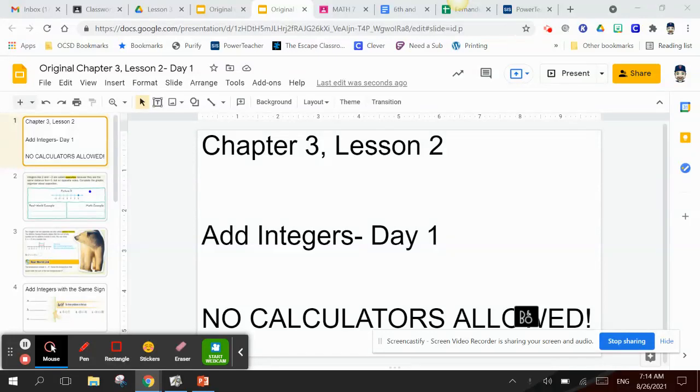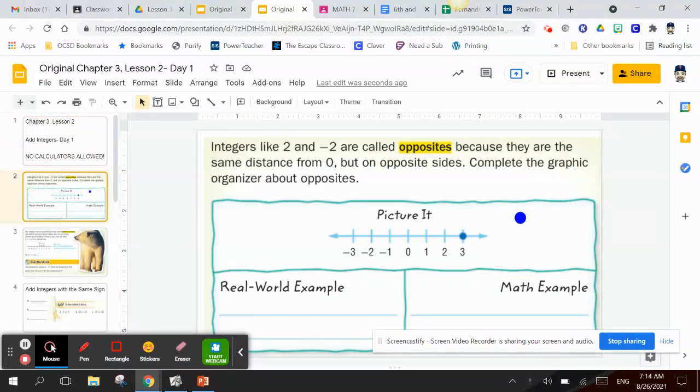Chapter 3, Lesson 2, Add Integers, Day 1, No Calculators Allowed. Integers like 2 and -2 are called opposites because they are the same distance from 0, but on opposite sides. Complete the graphic organizer about the opposites.